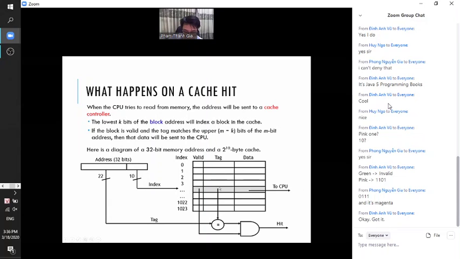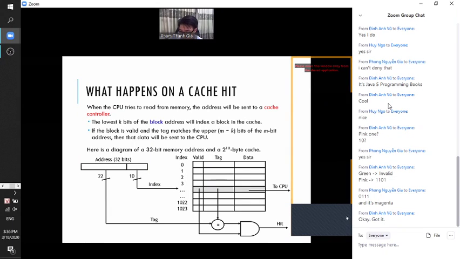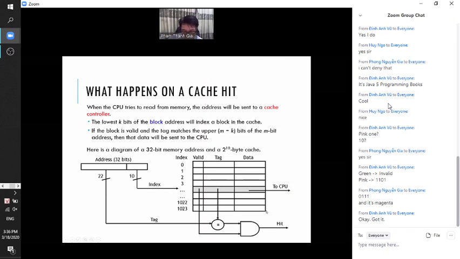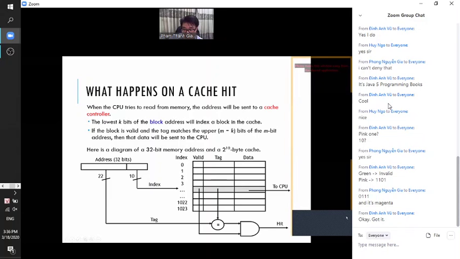If the valid bit is 0, it means a miss. Or if the 22 bits from the address are not equal to the tag, it also means a cache miss.